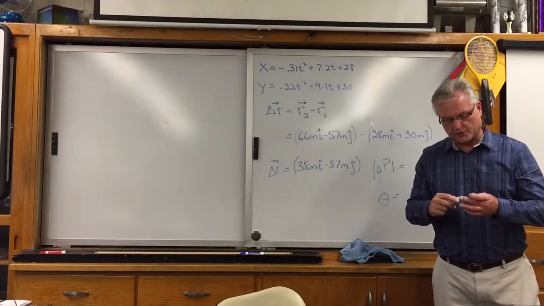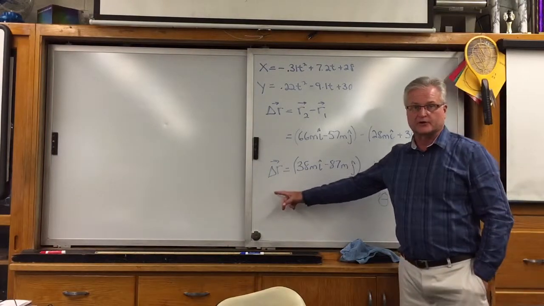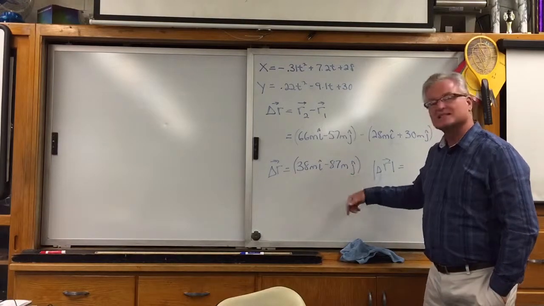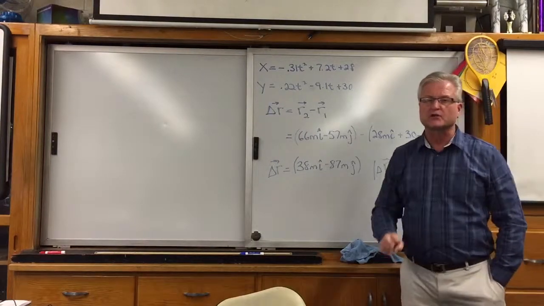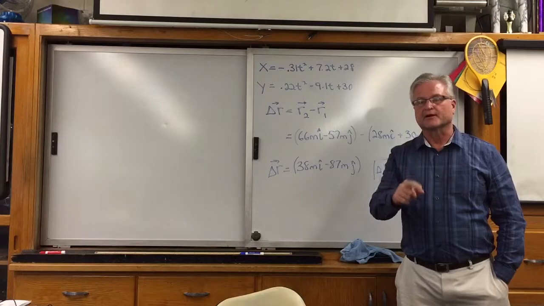I caution you about the direction. When we get the final direction for the change in R vector, notice that it's 38 going to the right. We've got 87 heading down. You better give me an answer for the number of degrees here somewhere between 270 and 360. Be very careful with that.